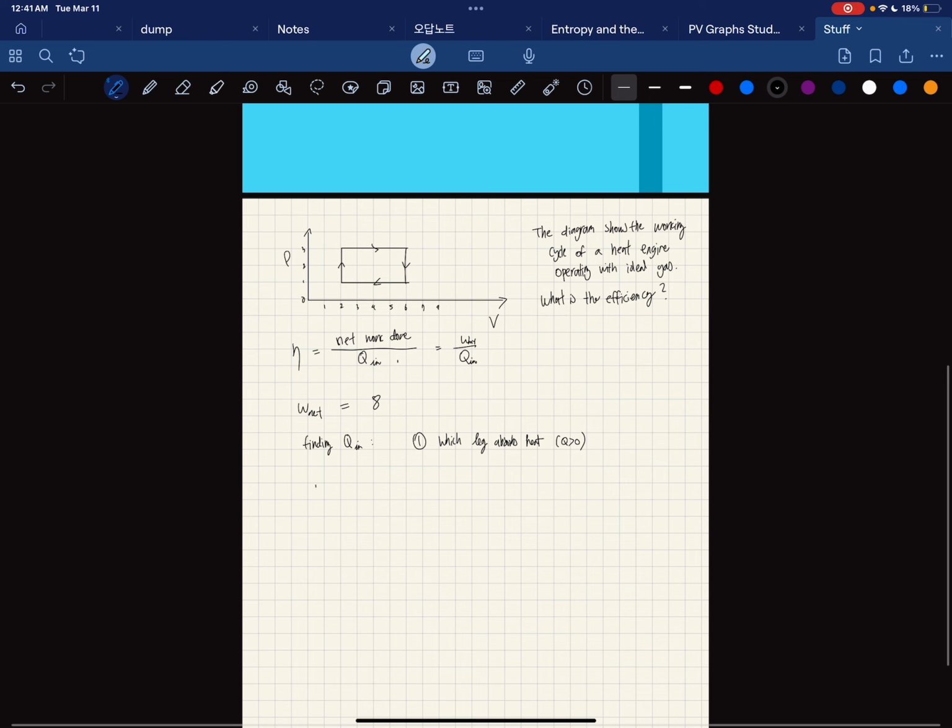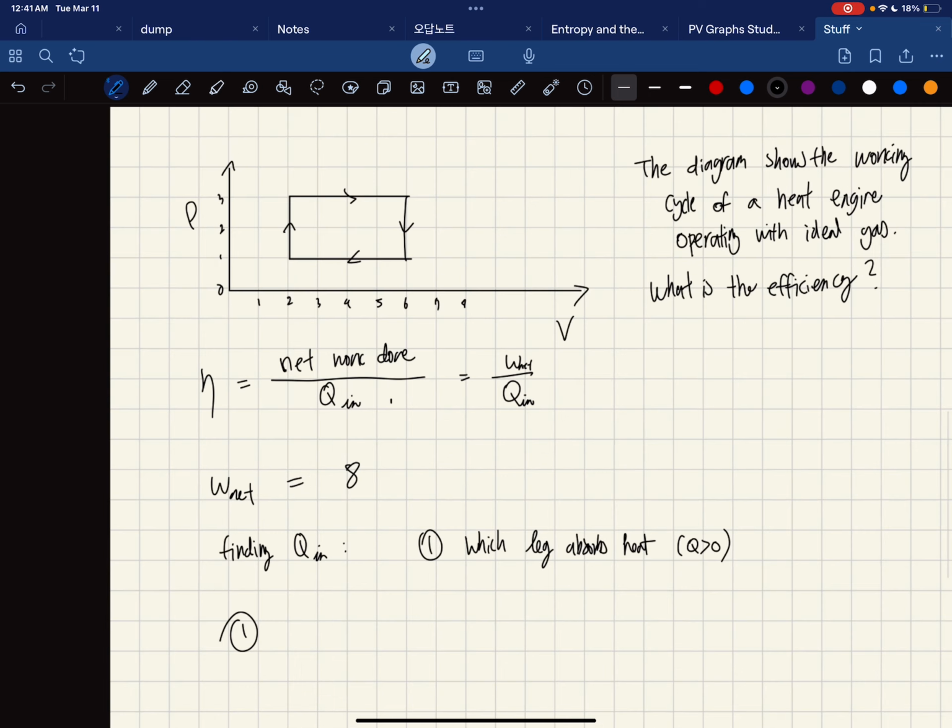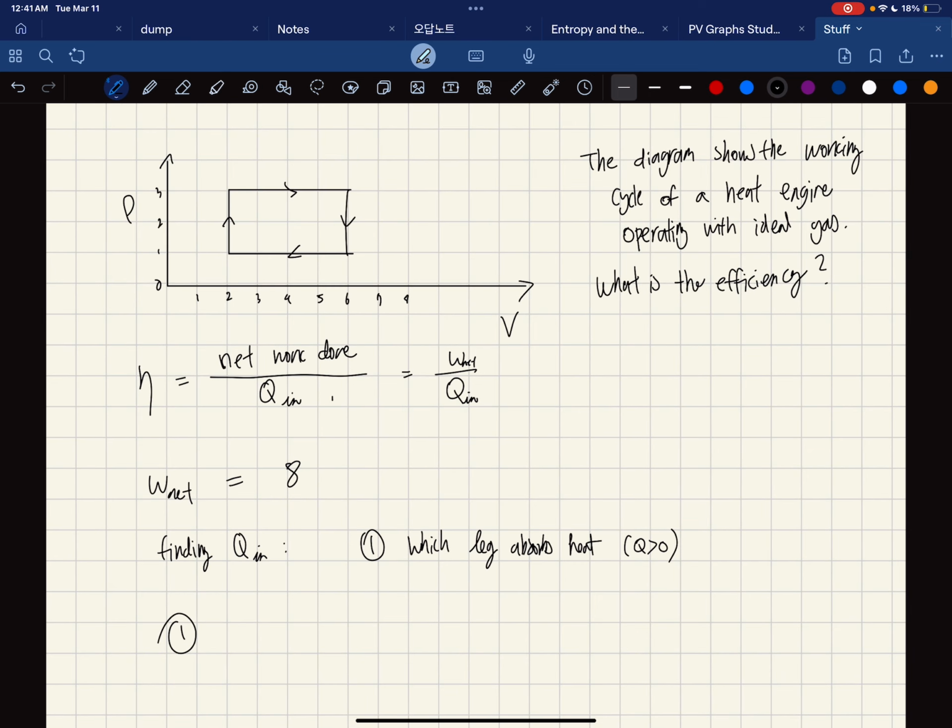Okay, let's first do that. I'm just gonna label this. Let's look at A to B. Will it absorb heat? Let's see. This is the first law of thermodynamics. Heat transfer is change in internal energy plus work done. You can tell that there is no work done for A to B because there's no area under the curve.